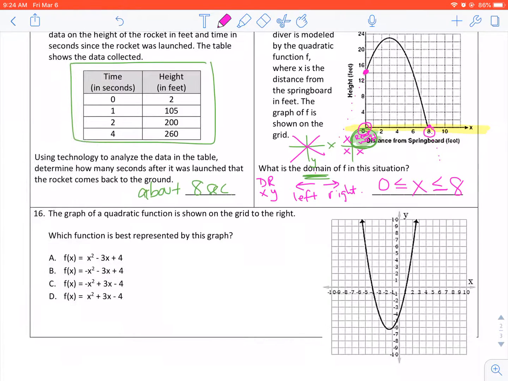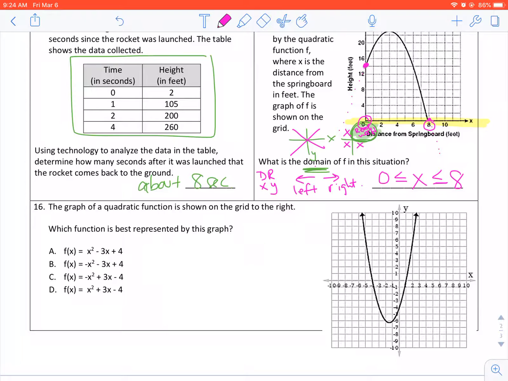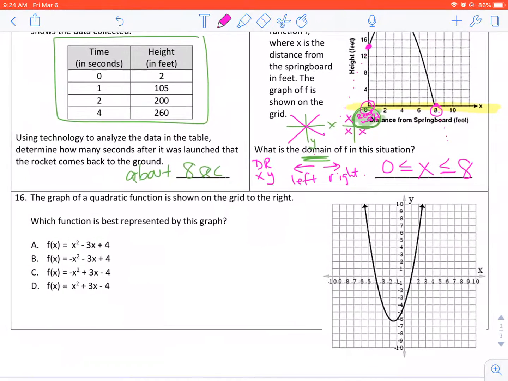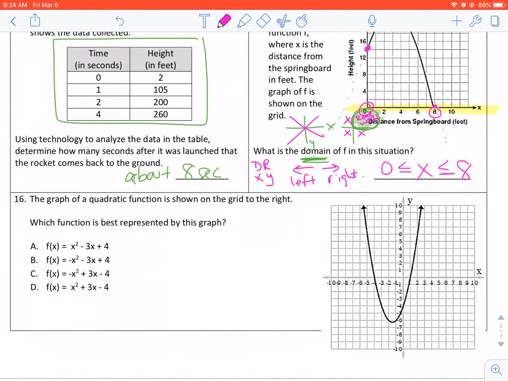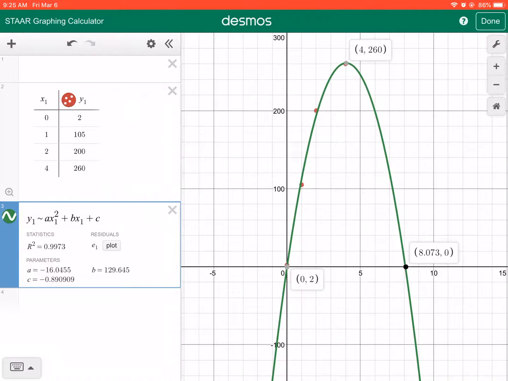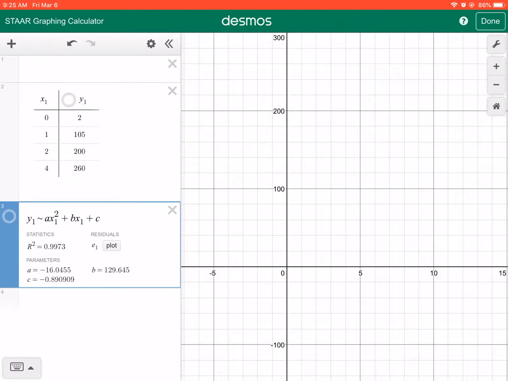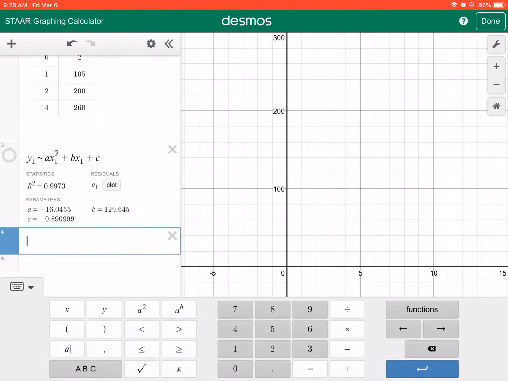Last question, number 16. The graph of the quadratic function is shown on the grid to the right. Which function is best represented by this graph? So what we're going to do is type stuff in and match up dots. You should be, again, typing this in with me. And you can always just hide what you did previously and keep adding down. You don't have to delete as you go.